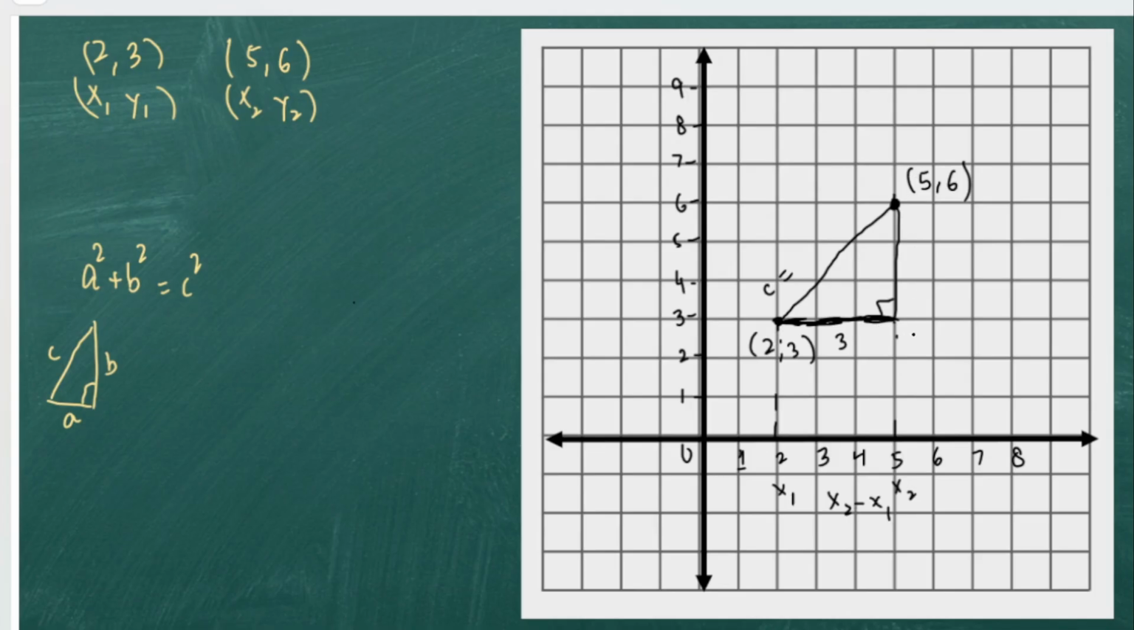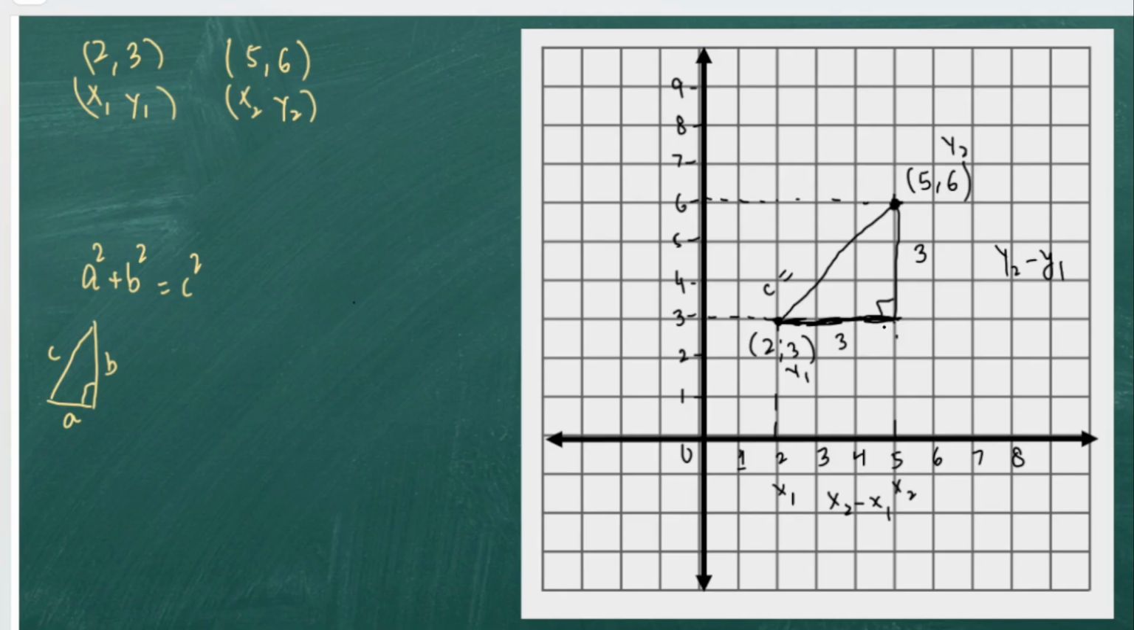How will I get my vertical distance? If this 6 is y2, and this is y1, so this is 6, and what is this point? This is 3. So 6 minus 3 is 3. You can see over here, this is 6, of course, and this is 3. So 6 minus 3 is equal to 3 units. So I got this vertical distance as y2 minus y1.